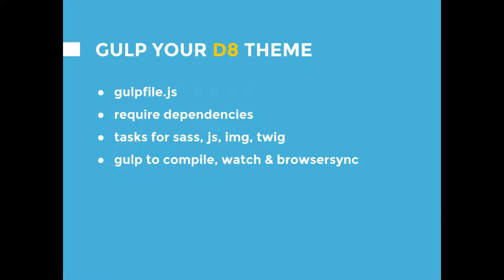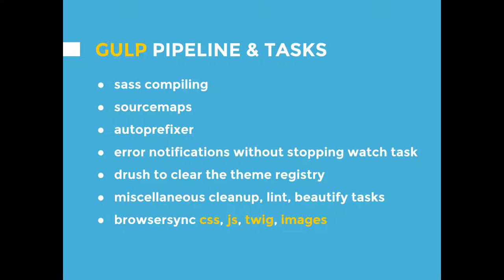So back to this Gulp stuff. Gulpfile.js is basically where you put all the tasks that you want to run, like repetitive tasks, and define some pipelines and processes that are going to be run with your SASS and watching JS and images and Twig templates. Compiling and browser syncing, that's where all of that happens.